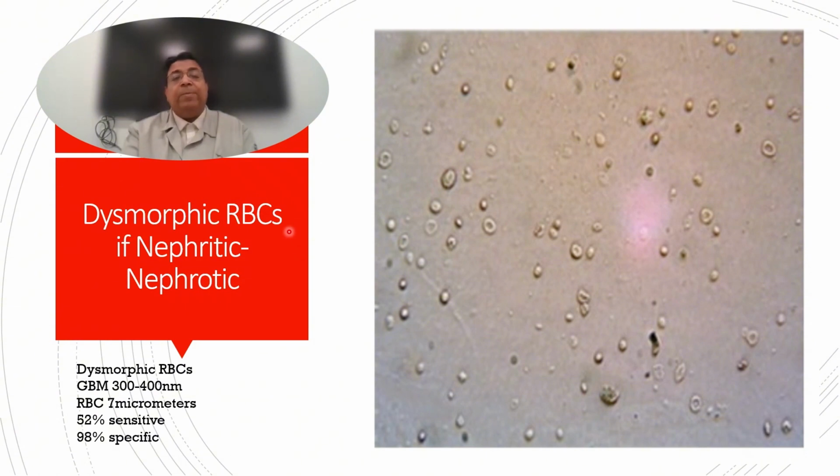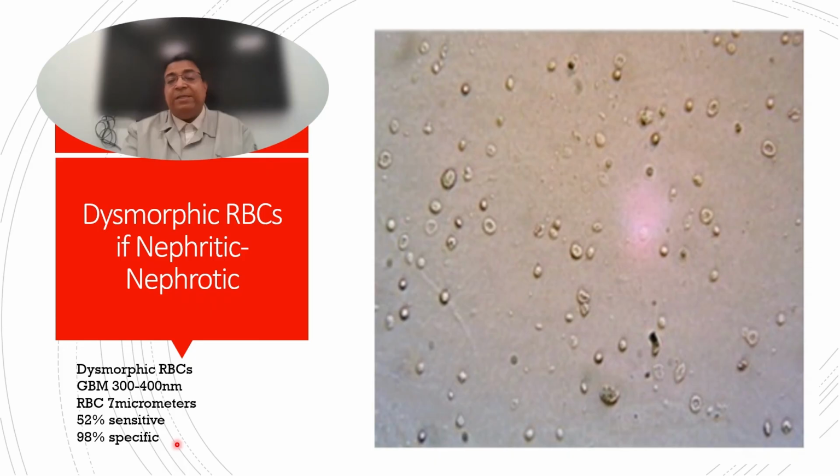Dysmorphic red blood cells are red blood cells that pass through or traverse the glomerular basement membrane and are therefore modified in the process. Now, that modification can be non-specific, and you can just have a distorted red blood cell, or you can have a specific dysmorphic red blood cell, which is very sensitive for glomerulonephritis. Now, the glomerular basement membrane is 300 to 400 nanometers, and the red blood cell is 7 micrometers. The dysmorphic red cell is about 52% sensitive and 98% specific.